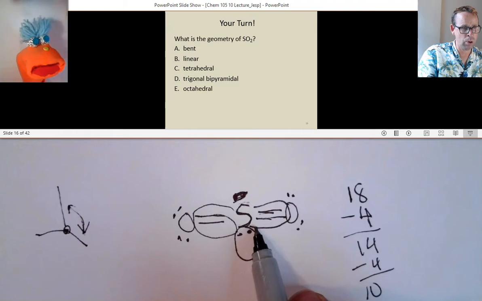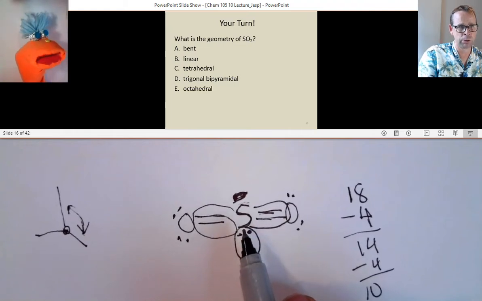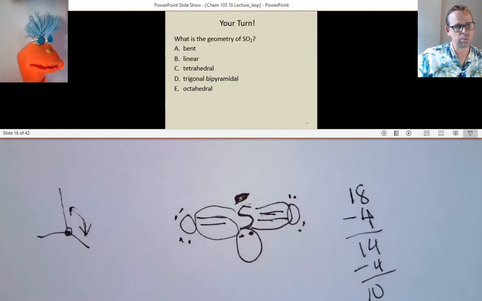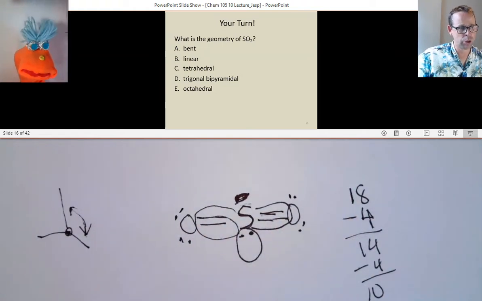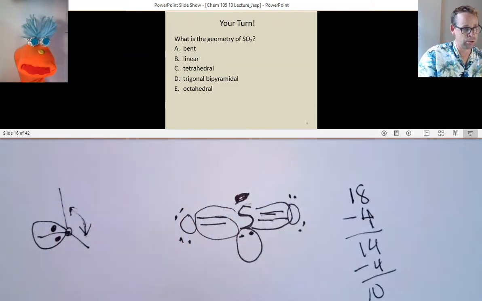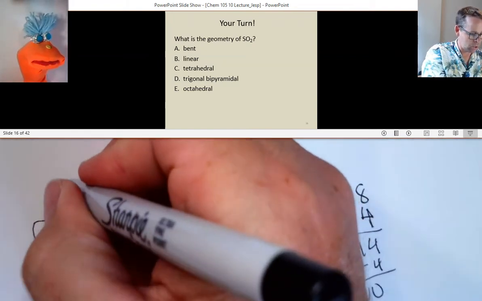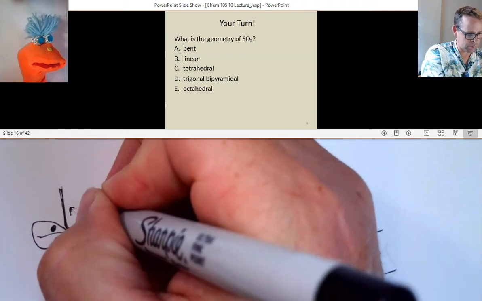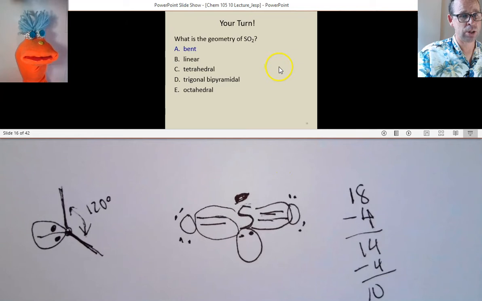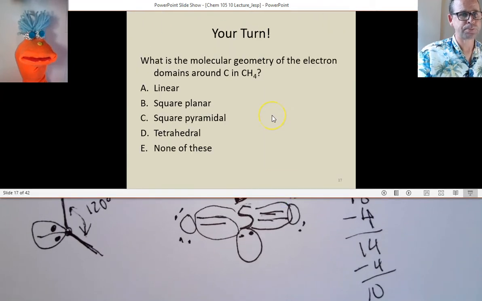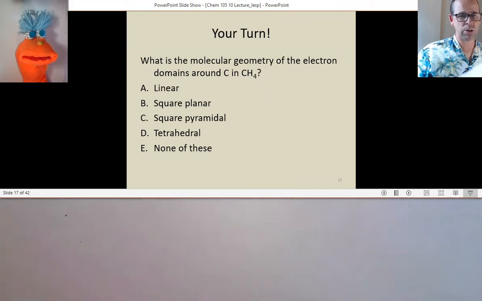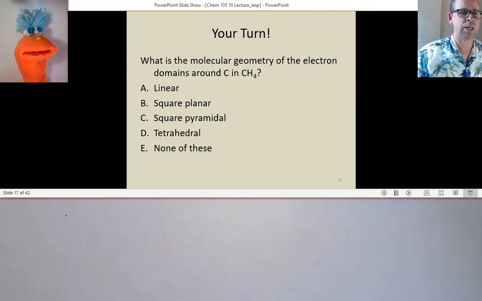Is that the shape of this? No, that's just the shape of the 3 regions of electron density. That's right. This is trigonal planar. But this one here, its shape is what? Well, if you take that shape and make one a lone pair. I mean like this? Yeah, then the rest is just bent. Very good. Just bent. With an angle here of, what did we say, about 120, maybe a little bit less? Yeah. Very good. Excellent job. Okay. What's the molecular geometry of the electron domains around the carbon in CH4?